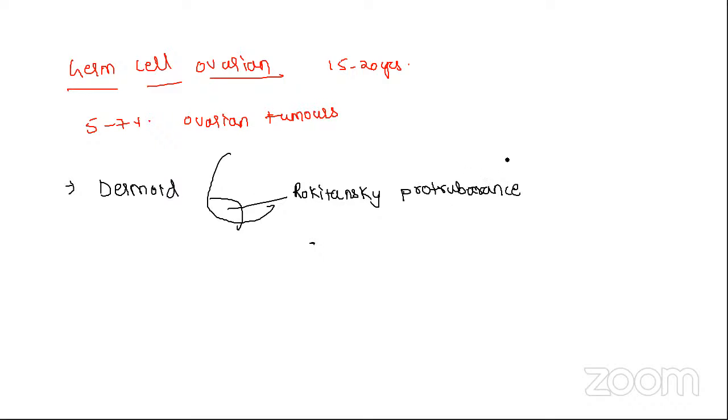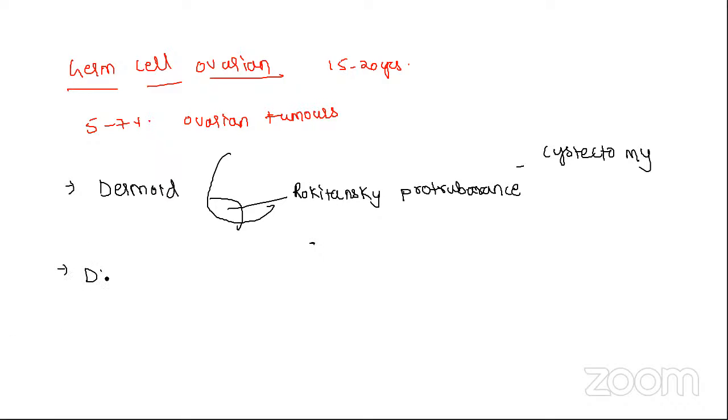What is the management of dermoid cyst? As it is benign and usually unilateral, you can just do cystectomy. You don't remove the ovary, leave the ovary behind. You just have to do cystectomy.